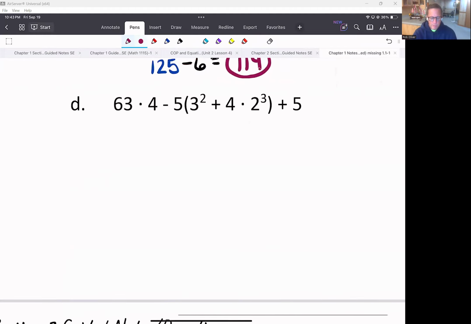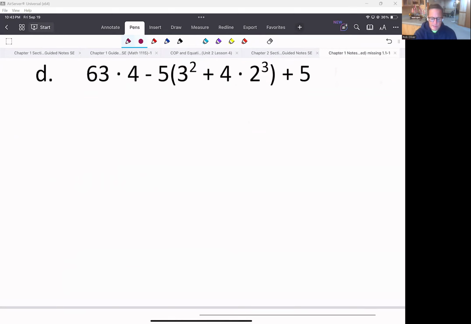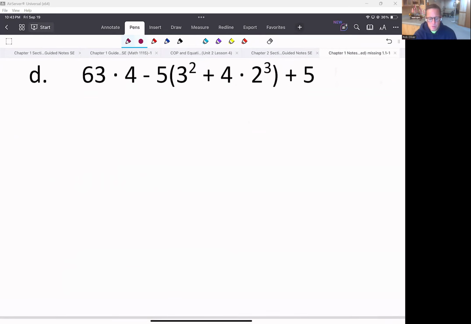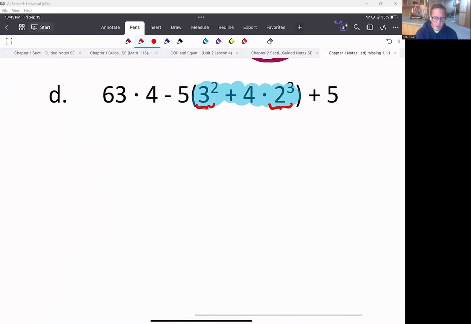All right, now this one right here, D, that's a little bit of a doozy. It's got a lot going on. So we've got parentheses. That's the first thing we should be looking at, inside the parentheses. Now we can take care of both of these at the same time. We can do those exponents. We don't want to do any addition or multiplication until we've taken care of those exponents. So within the grouping symbols themselves, we want to follow order of operations within the parentheses as well.